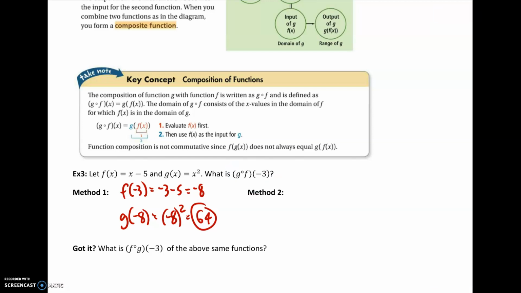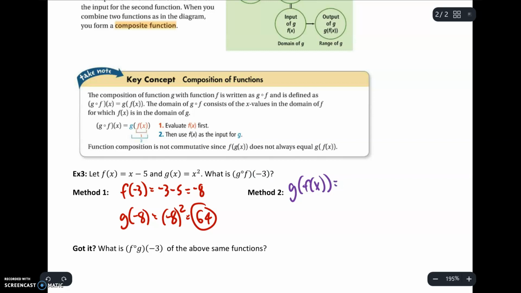The other method, and this doesn't work great here, but it does work better in some other examples, would be to simplify both of these functions first. So if I want to find g of f of x, again, that's how I'd read this, g of f of x. That means I can actually substitute this function directly in without simplifying first, and then we can figure out what that -3 input is going to be later.